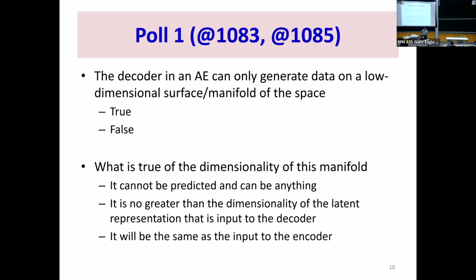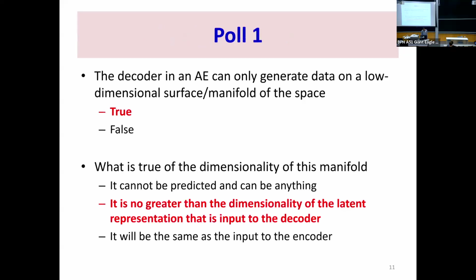Right. So the decoder of the autoencoder can only generate data on the low-dimensional surface or manifold in the space. That we know. And what is the dimensionality of this manifold? You can actually make some predictions. Whatever the dimensionality of the latent variable is, it cannot be greater than that. It could be lesser, but cannot be greater than that. So the dimensionality of z is the upper bound on the dimensionality of this manifold, right?